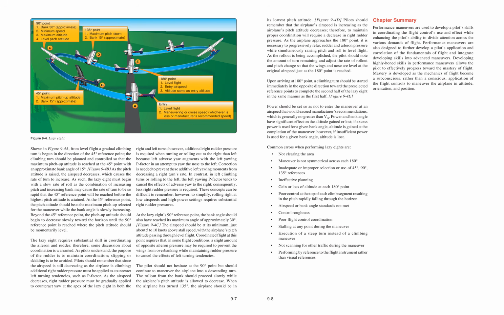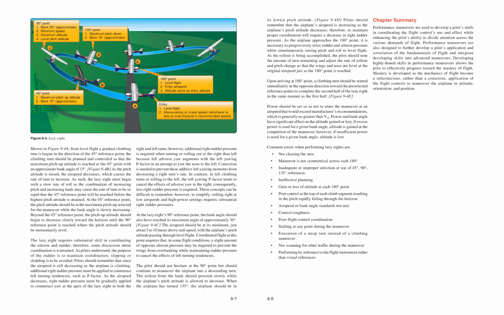Figure 9.4. Lazy 8. Shown in Figure 9.4a, from level flight a gradual climbing turn is begun in the direction of the 45 degrees reference point. The climbing turn should be planned and controlled so that the maximum pitch-up attitude is reached at the 45 degrees point with an approximate bank angle of 15 degrees. Figure 9.4b, as the pitch attitude is raised, the airspeed decreases, which causes the rate of turn to increase.